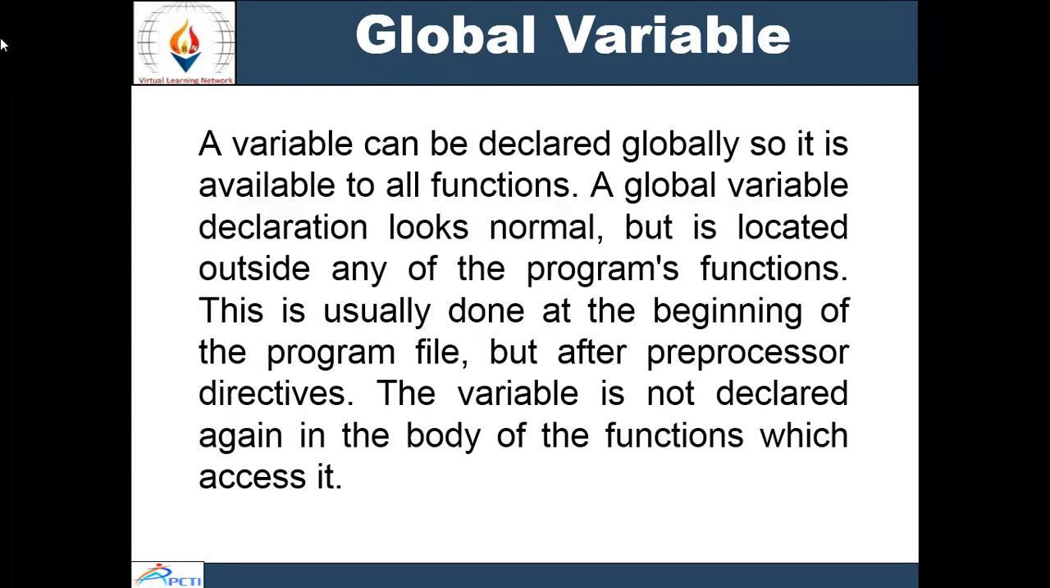Next is global variable. A global variable can be declared globally, so it's available to all the functions. The global variable can be accessed by any function within its scope. This type of variable is called global variable. The declaration of this variable is usually done at the beginning of the program, but after the preprocessor directives. So this variable is not declared again in the body of the function which is going to access it.